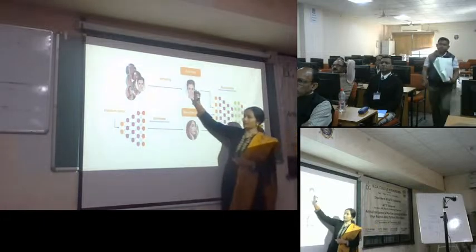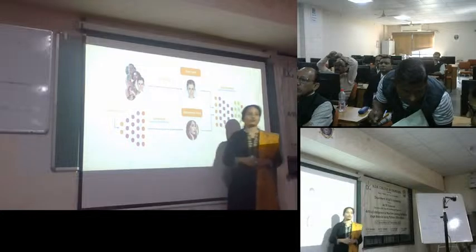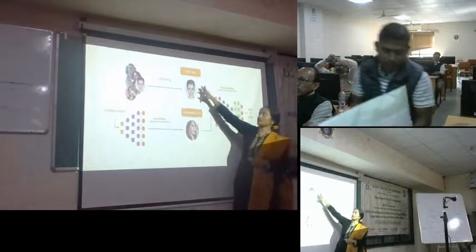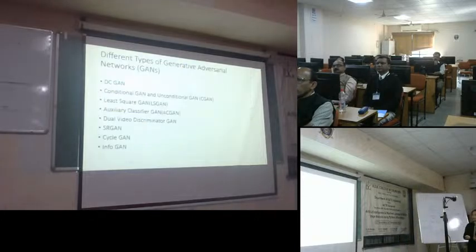Now sampling: real phase, random noise, again the neural network and generator. Generated phase, and this is a real phase. Now the discriminator: under the discriminator it will classify as real or fake. So step by step we are going through programming.